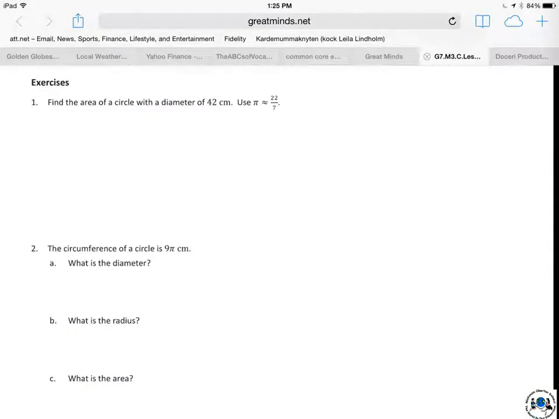Okay, so now we're going to finish up with some exercises. We have 4 exercises here. Let's go ahead and do these one at a time. Number 1 says, find the area of a circle with a diameter of 42 centimeters. Now it says use pi equals 22 over 7, so we're going to need a full, complete answer at the end. Okay, so go ahead and give that a whirl and come on back.